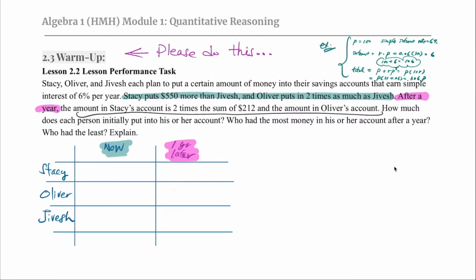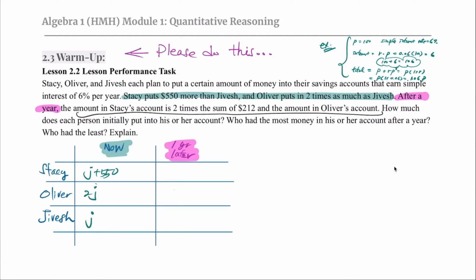So what's going on? Stacy puts in $550 more than Javesh, but how much is Javesh paying? We don't know, so let's call it J because his name is Javesh. Stacy puts in $550 more than that, so whatever J puts in, which is J plus 550, is what Stacy's putting in. And Oliver is putting in what? Twice as much as Javesh, so that makes it 2J.